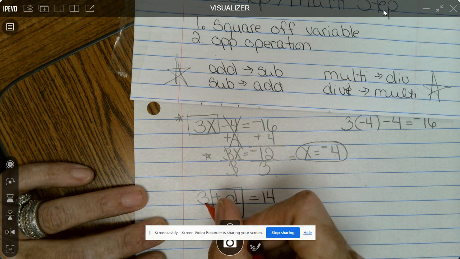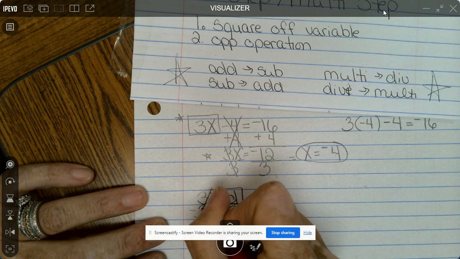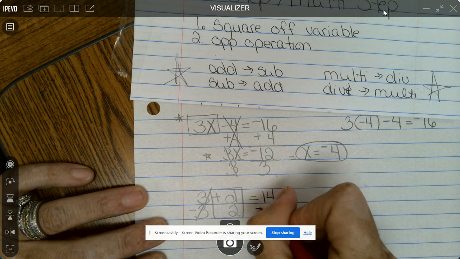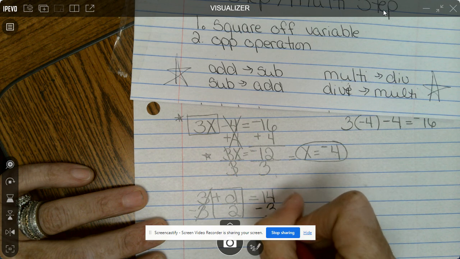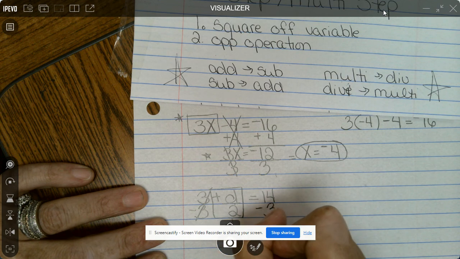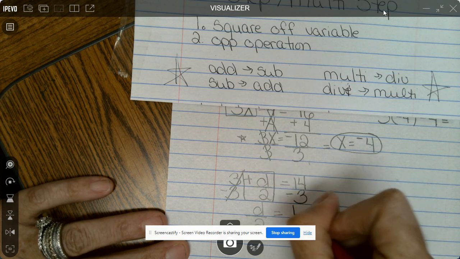So if we see a 3 over here, we know the opposite of positive 3 is minus 3. So we're going to cross that off. Whatever we do to one side, we have to do to the other. So we're going to do minus 3 and then rewrite it. We have d over 2 equals 14 minus 3, which gives us 11.